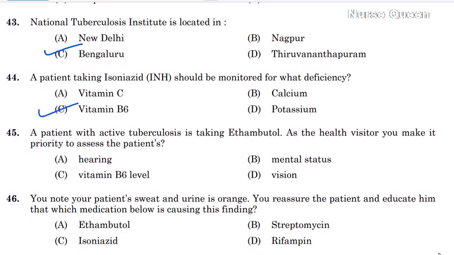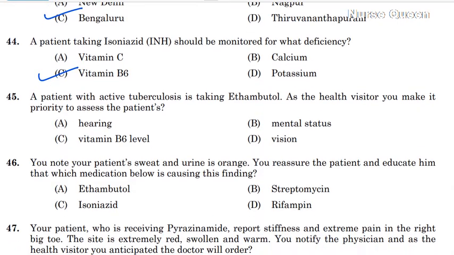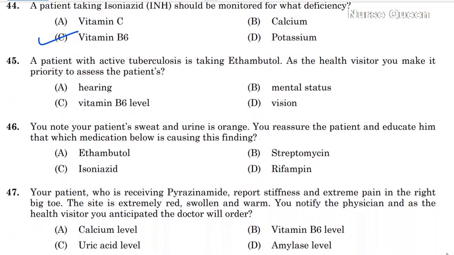A patient taking isoniazid should be monitored for what deficiency? Vitamin B6. A patient with active tuberculosis is taking ethambutol. As the health visitor, you make it a priority to assess the patient's vision. Ethambutol, always check vision. You note your patient's sweat and urine is orange. You reassure the patient and educate him that which medication below is causing this finding.